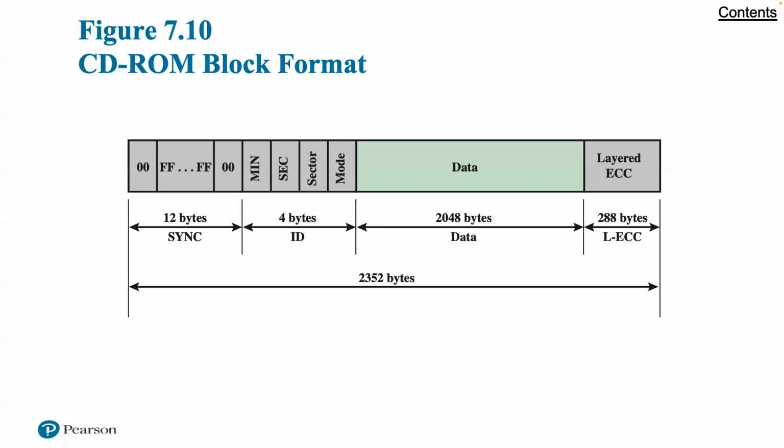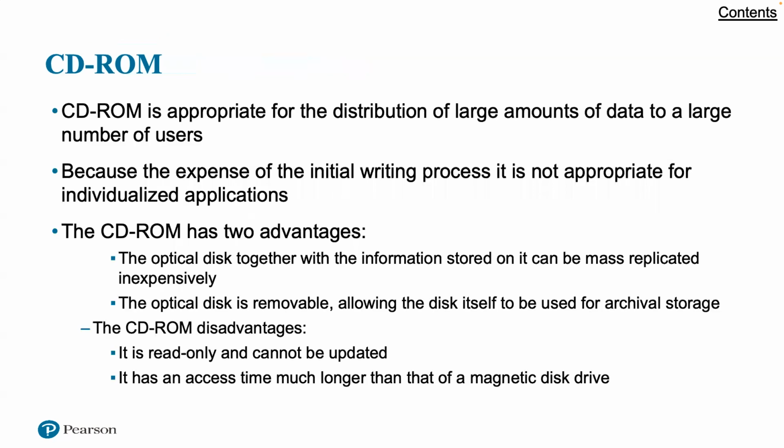With the use of CLV, random access becomes more difficult. Locating a specific address involves moving the head to the general area, adjusting the rotating speed, and reading the address, and then making minor adjustments to find and access the specific sector. So CD-ROM is appropriate for distribution of a large amount of data to a large number of users. Because of the expense of the initial writing process, it is not appropriate for individual applications.